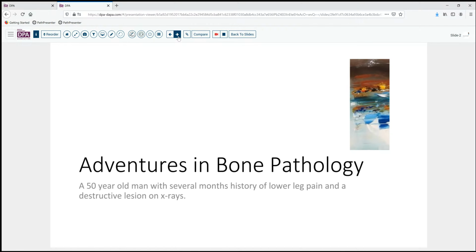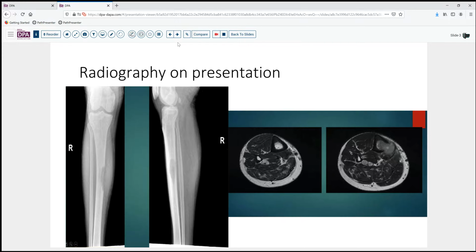Our case today comes from the realm of bone pathology again. The patient is a middle-aged man who has several month history of lower leg pain. On evaluation, he's found to have a destructive lesion on radiography. So here's some representative plain films and MRI.